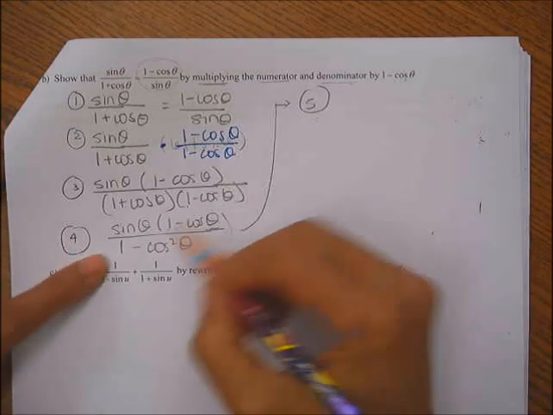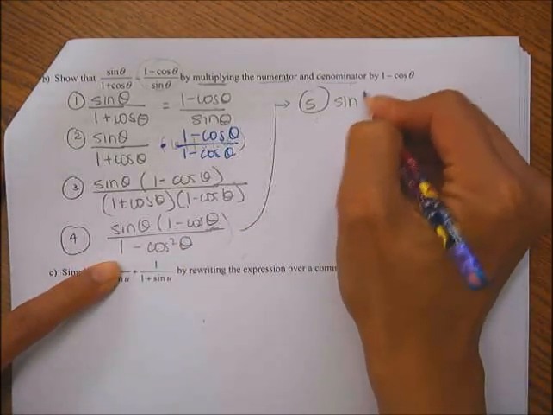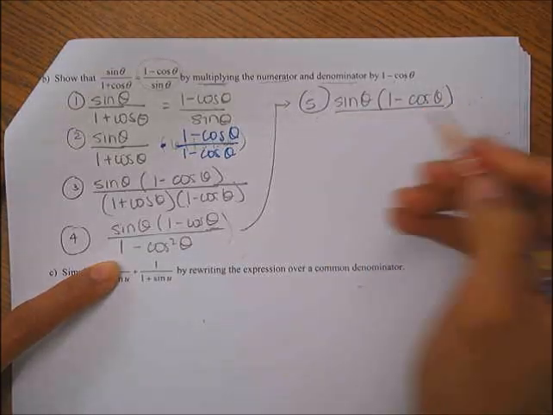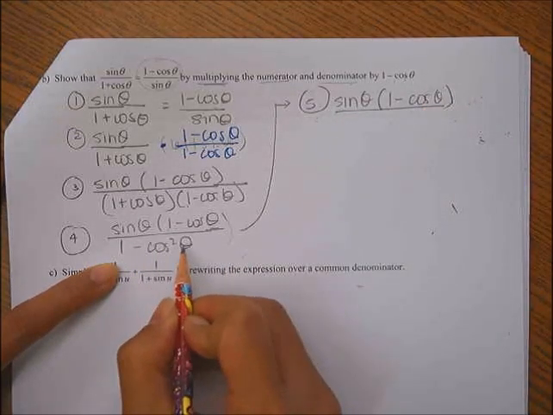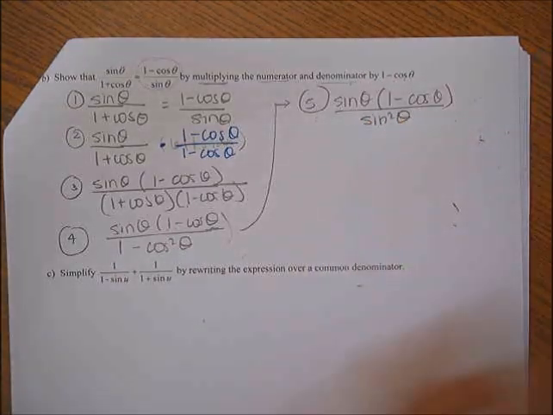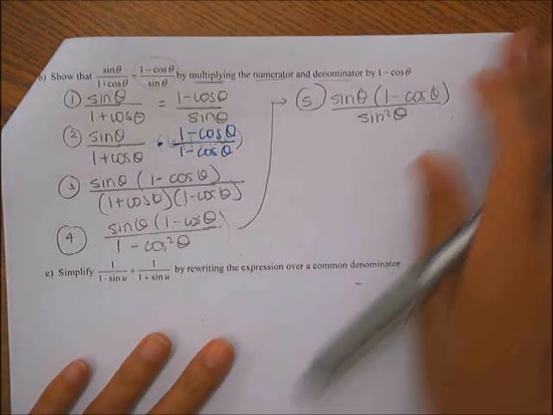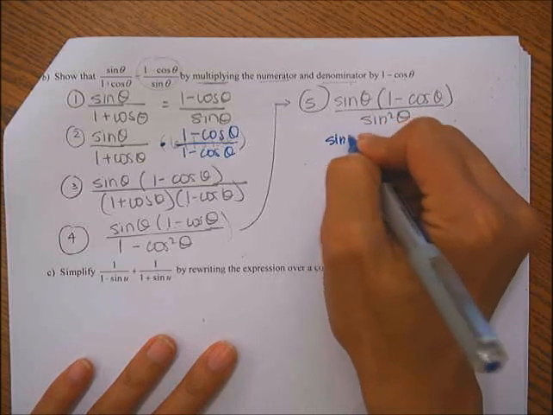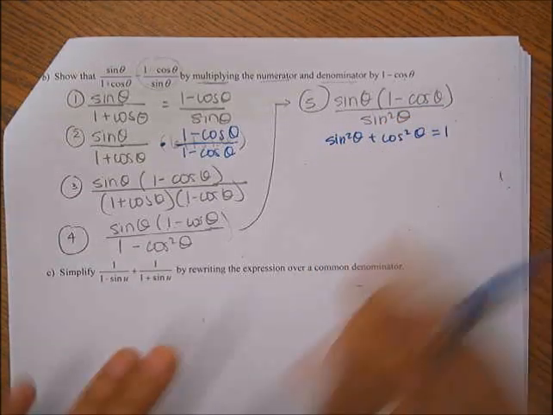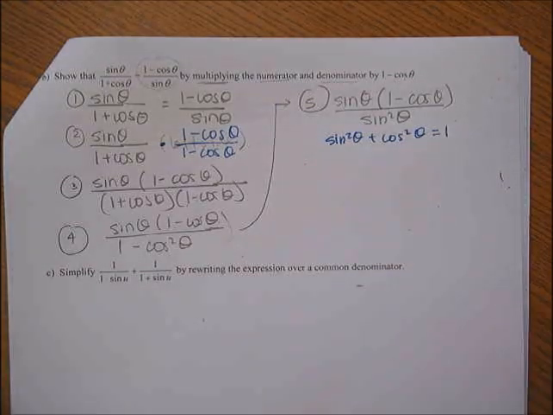Okay, so I'm going to rewrite the numerator. Sine of theta times 1 minus cosine of theta all over. Now, 1 minus cosine square of theta turns itself into sine square of theta. And here's where I'm going to write my identity so the teacher knows what I'm using. Sine square of theta plus cosine square of theta equals 1. Okay, this is when I'm using my identity and not just algebra.